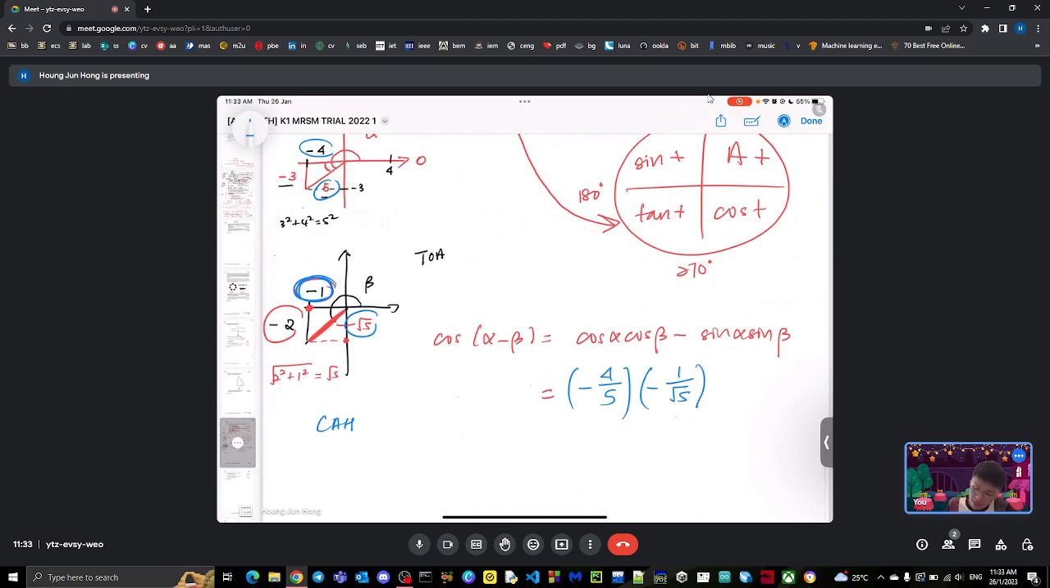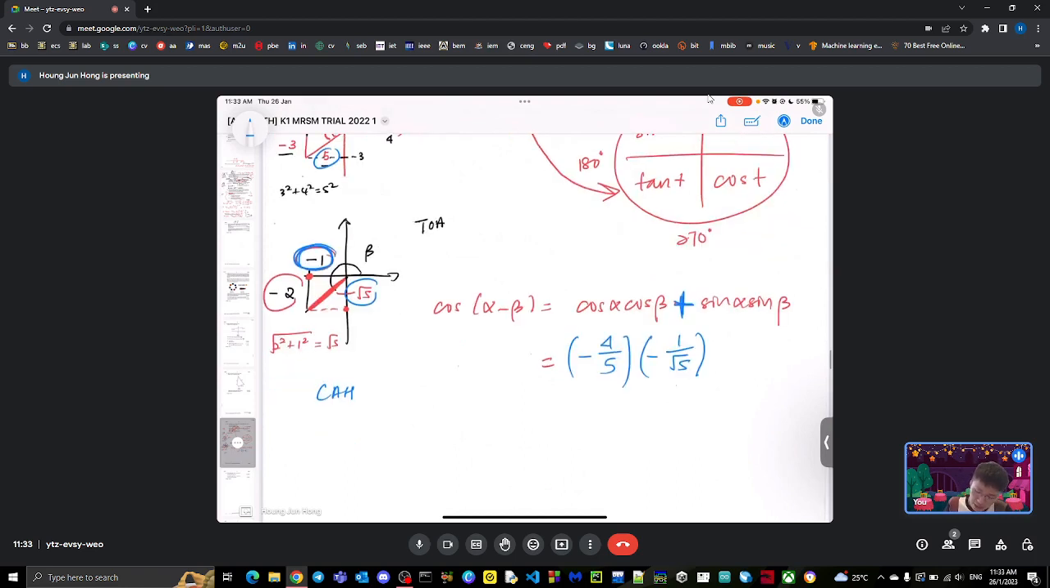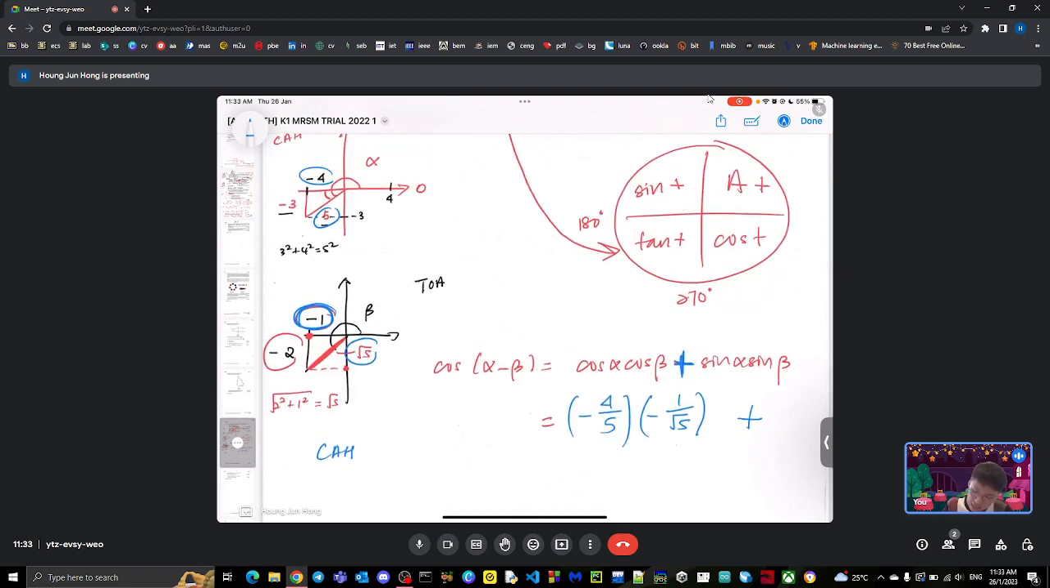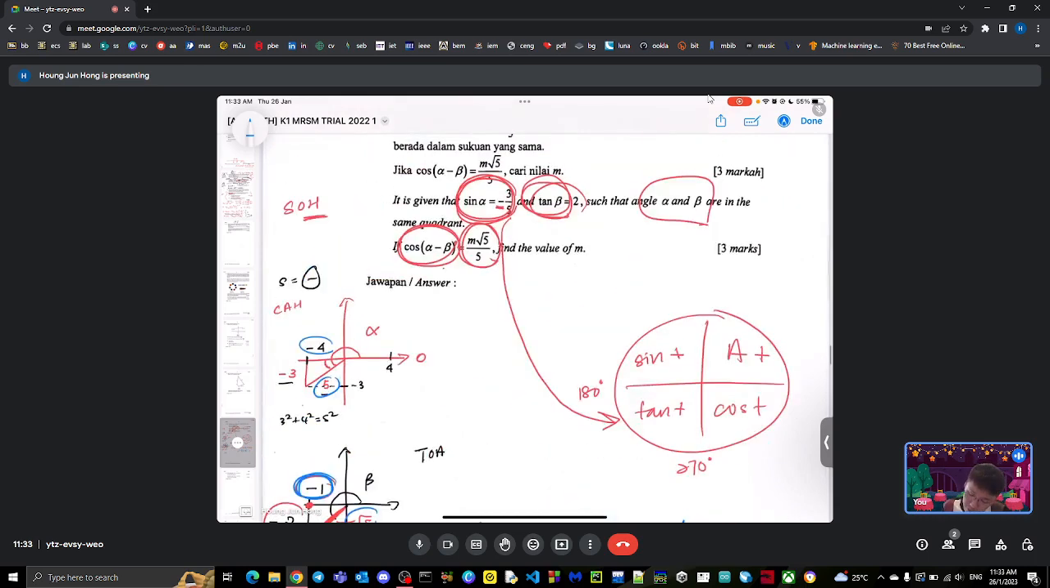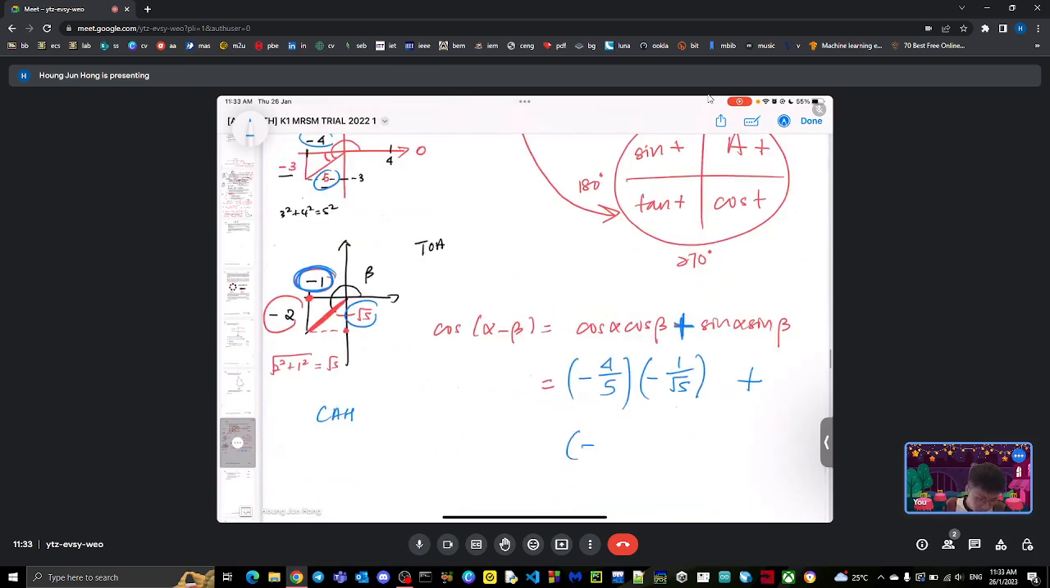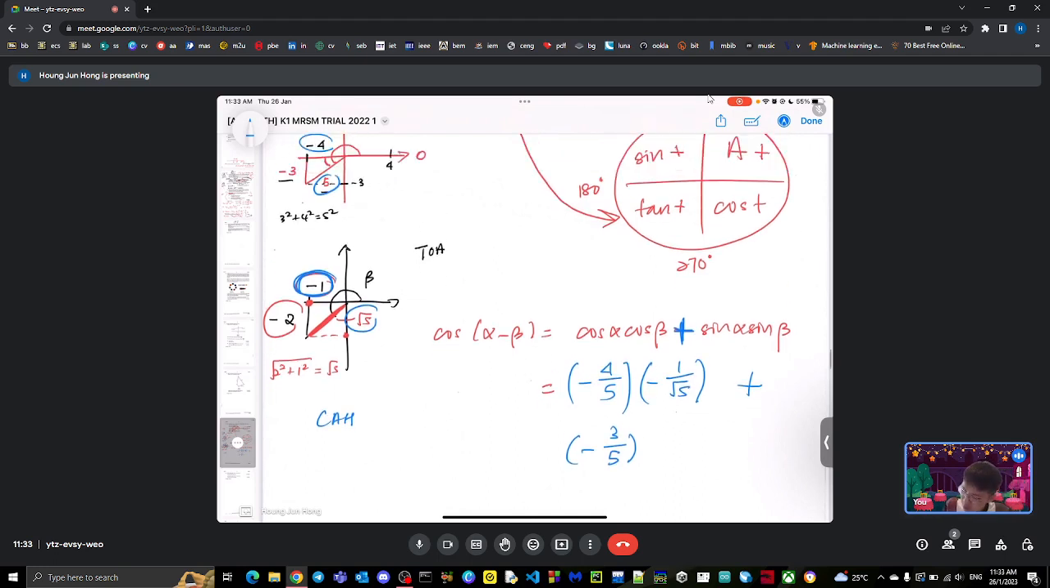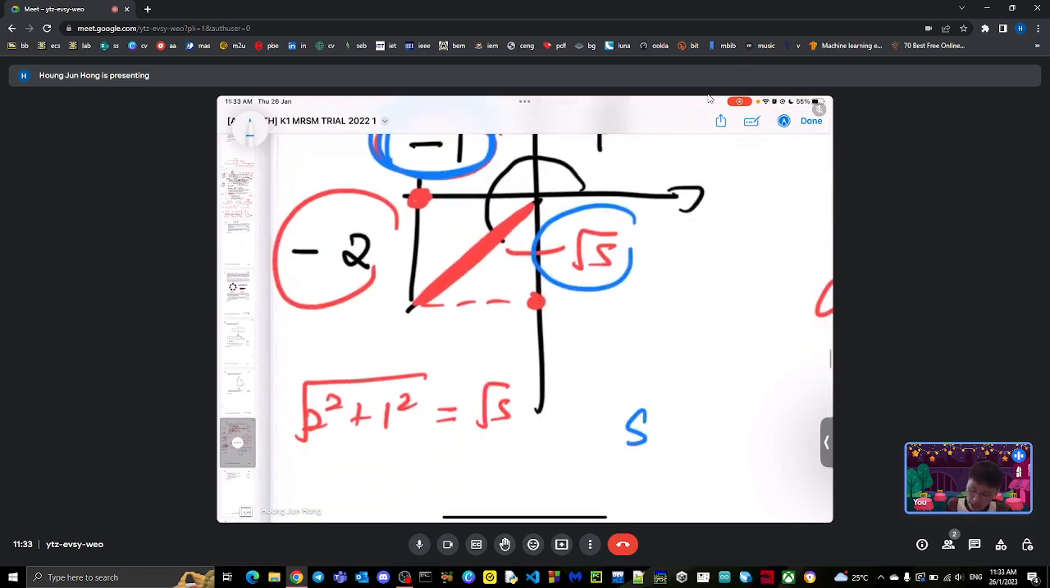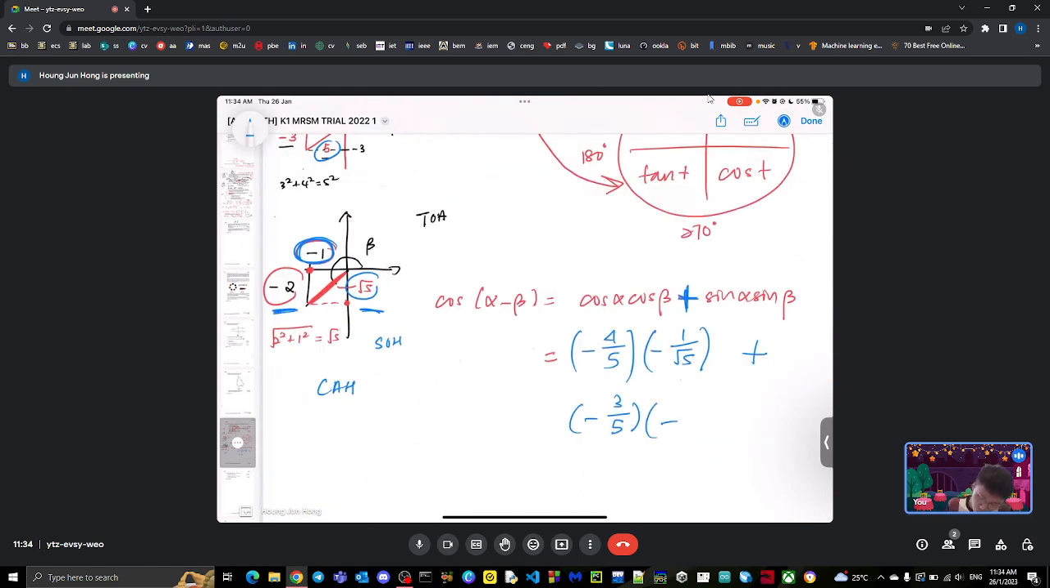So this is for the first part. Next, I think I made a mistake here. This one should be plus, based on the formula. Okay, continue. Sin alpha is given already, it was given to be -3 over 5. And sin beta, we look at beta here. Sin is SOH, so opposite over hypotenuse, -2 over root 5.